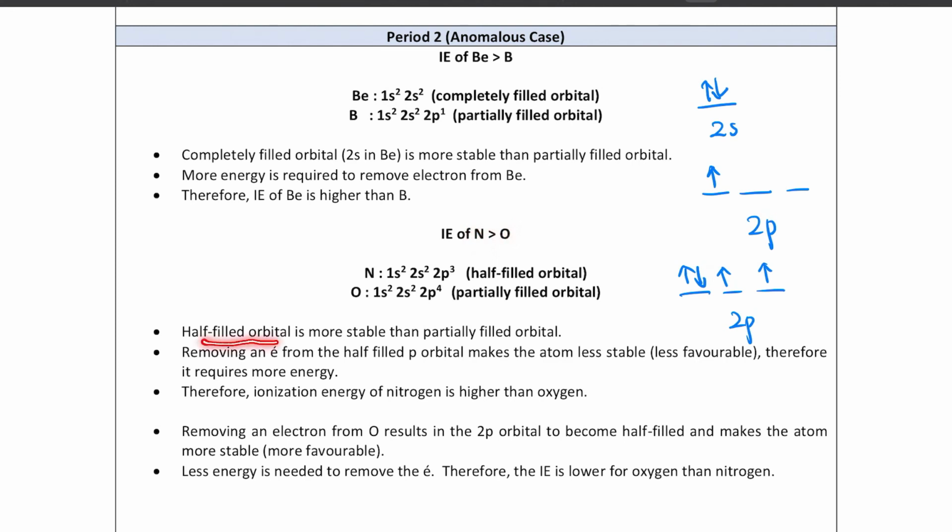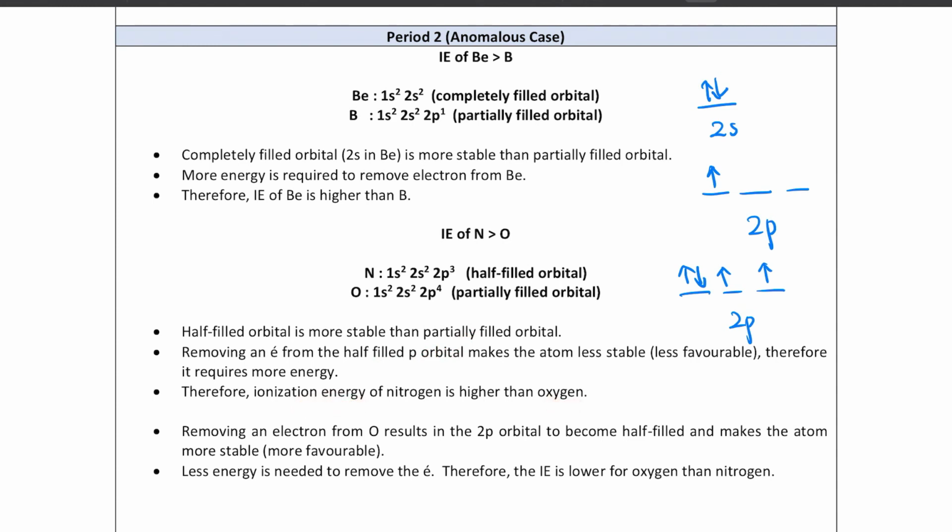Okay, so half fill orbital is more stable than partially fill orbital. Removing an electron from half fill p orbital makes the atom less stable, less favorable. Therefore, it require more energy. This is exactly sama macam saya cakap tadi. Therefore, IE for nitrogen is higher than oxygen.